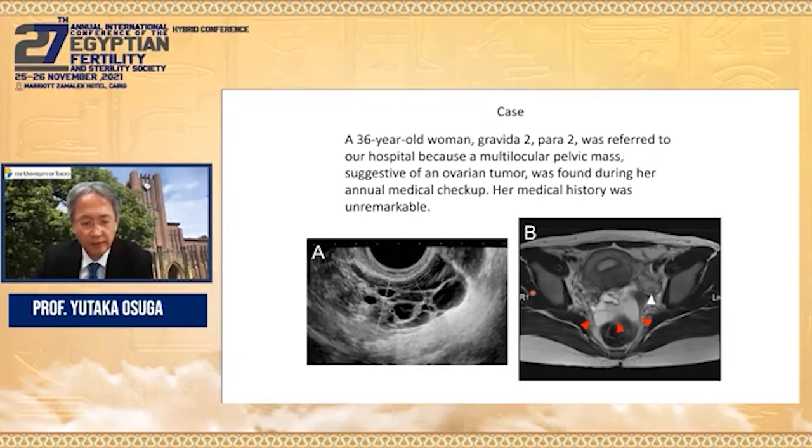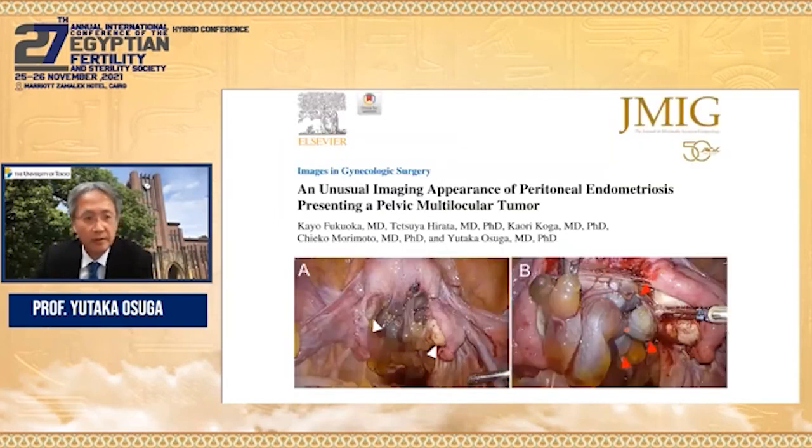She was found to have a multilocular pelvic mass in her annual medical checkup. Ovarian tumor was suggested. What do you think of it? It was peritoneal endometriosis. Even peritoneal endometriosis develops in very weird appearance in some cases.